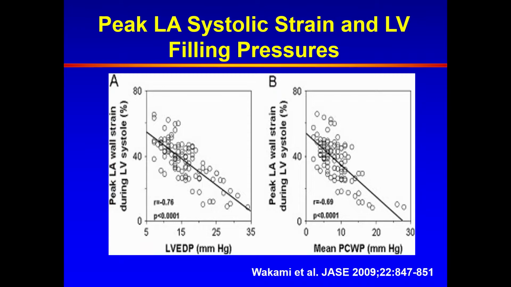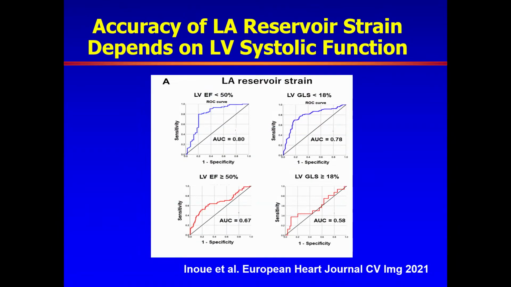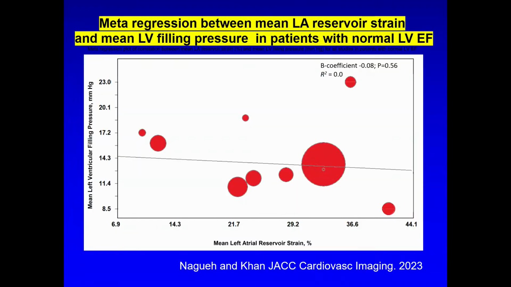And so some investigators have tried to associate it with LV EDP and with the mean wedge pressure. That's the reservoir strain, and you see a significant association. You can also see a good degree of scatter, meaning you can see wide variations in LAP and yet the same LA reservoir strain value. And the accuracy is better in patients with depressed ejection fraction and is much less if the EF is preserved. And in the group of patients where global strain is 18% or above, this LA reservoir strain is not associated or has no significant relation with LAP.